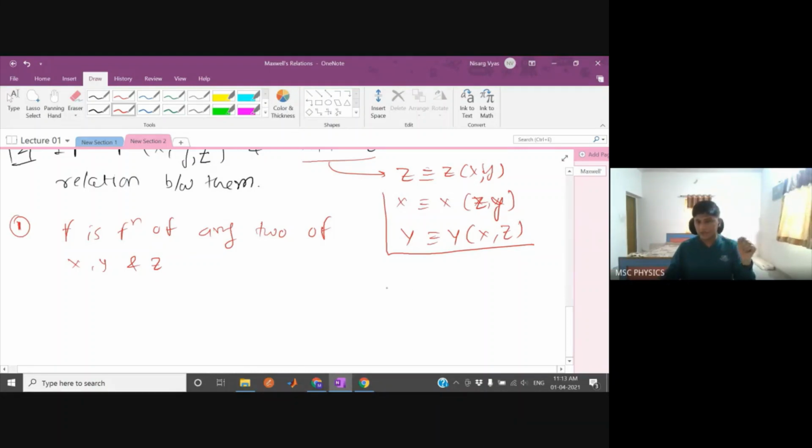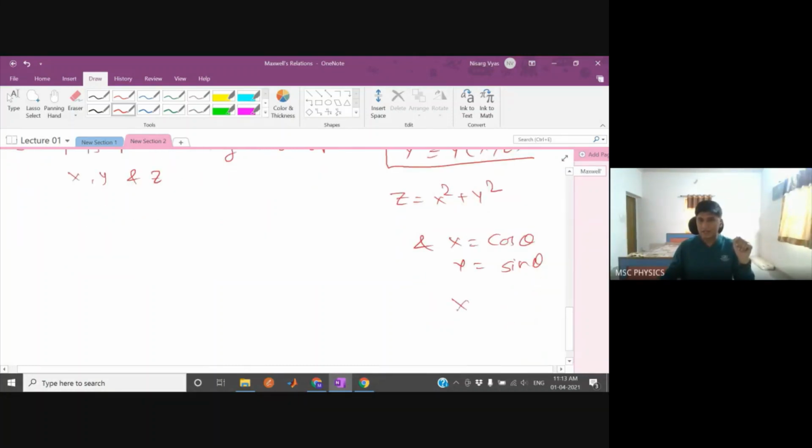Let us suppose that you have z equal to x square plus y square, and x equal to r cos theta, and y equal to r sin theta. So x and y have some relation between them, that you can write x square plus y square equal to R square, where capital R is a real number. So eventually you can write z as nothing but capital R square.